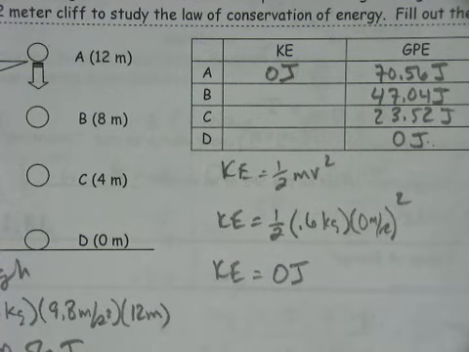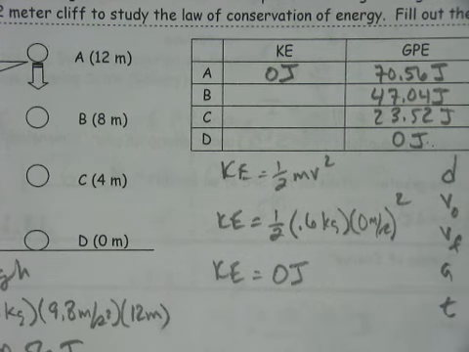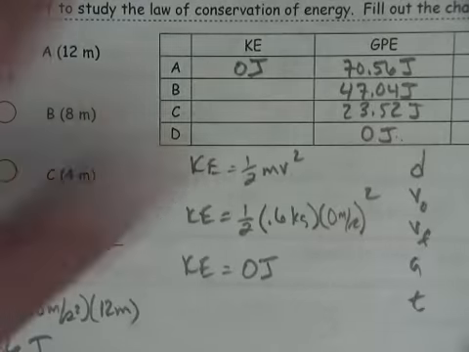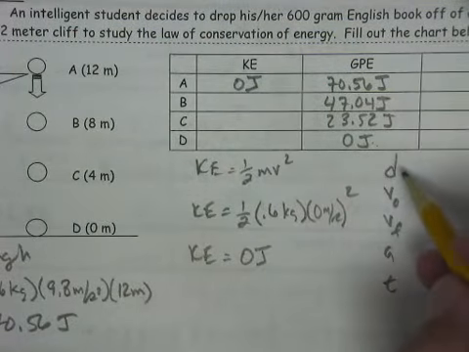But what about B? Well, to do the kinetic energy at B, I have to know how fast it's moving. To figure out how fast it's moving, I have to do the big 3. So I'm going to do that for letter B, show you how it's done. You can stop the video, work it through for the rest of them. But here's how you do it for letter B. So I got D, VO, VF, A, and T. And let me pull that out just a little bit. All right, so this is at B.